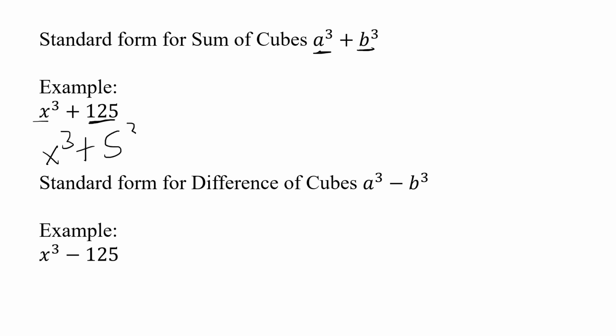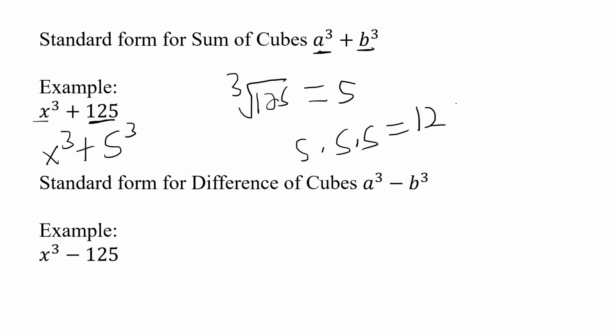Now you may not have noticed right off the bat that that was 5 cubed, but if you try to find the cube root of 125 in your calculator, you would get 5. So 5 times 5 times 5 is 125.